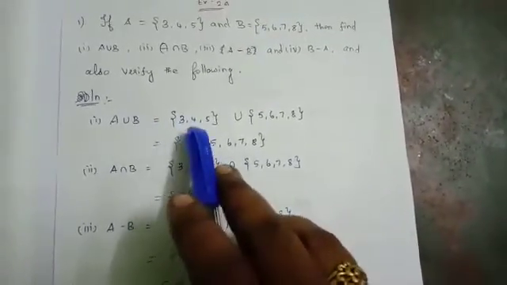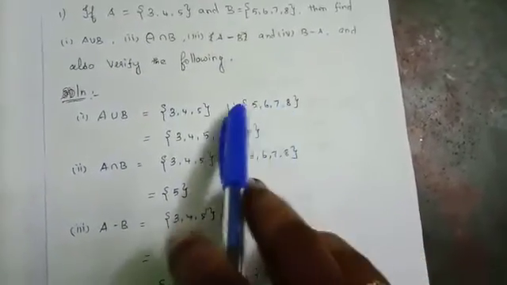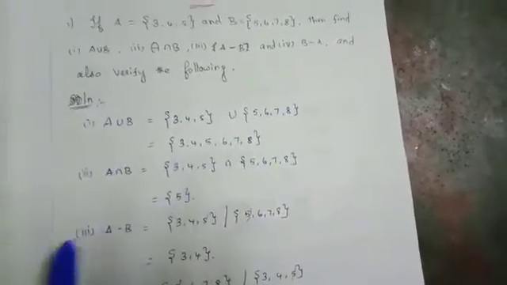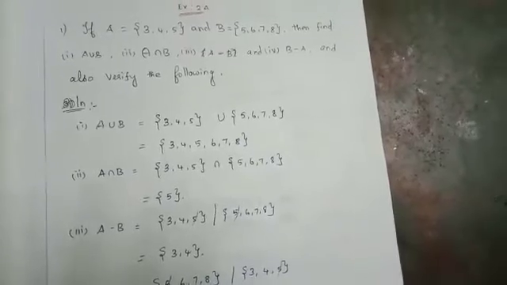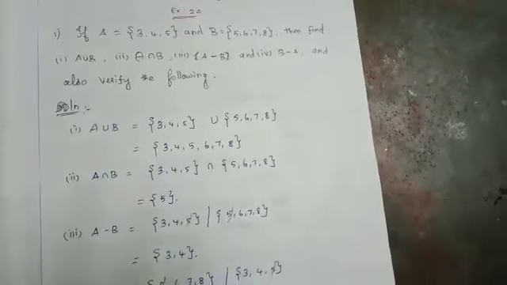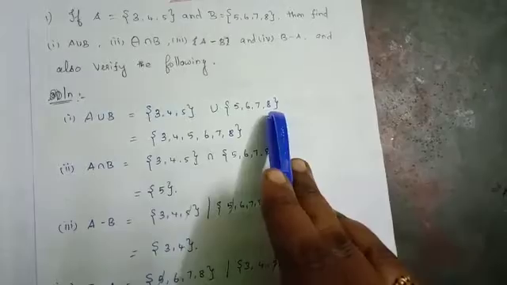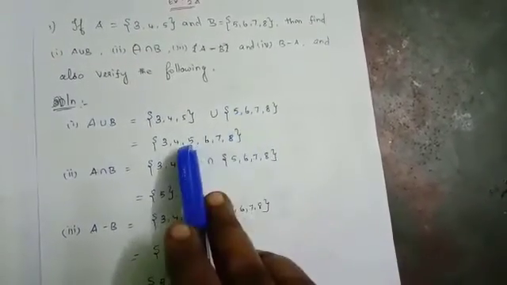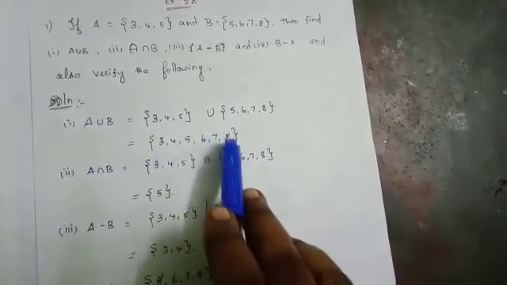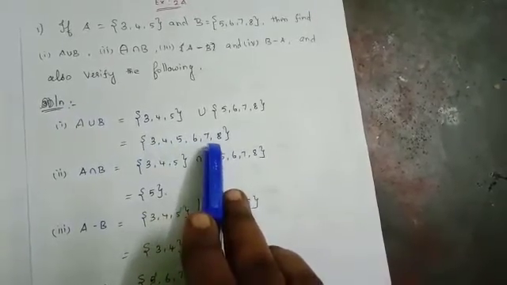A union B is equal to, first of all you write the A set {3, 4, 5} union set B {5, 6, 7, 8}. A union B means, as you already know, that union of the sets means all the elements belonging to both sets will be written. So you start from 3, 4, 5. You continue with the B set. 5 is already there, so you need not write the second 5. Only one 5 you write. Afterwards 6, 7, 8. So the A union B value is 3, 4, 5, 6, 7, 8.